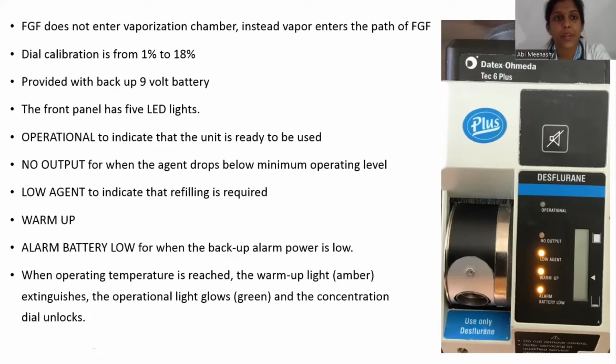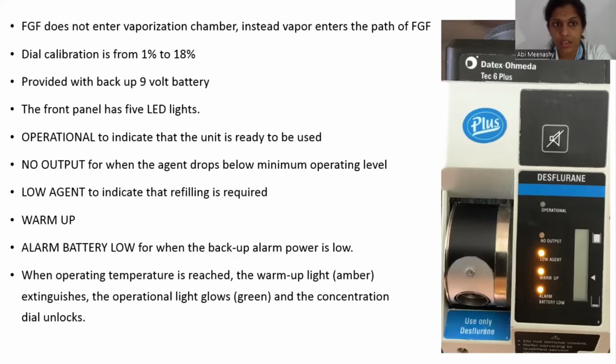The dial calibration is from 1% to 18% on top. It is provided with a backup battery of 9 volt. The front panel has 5 LED lights starting from above. First is operational. That means it indicates that the unit is ready to be used. Actually, we have to switch it on and wait for it to get heated and get ready, and only then you can use it. So when the operational LED light blinks, only then you can start using that vaporizer.